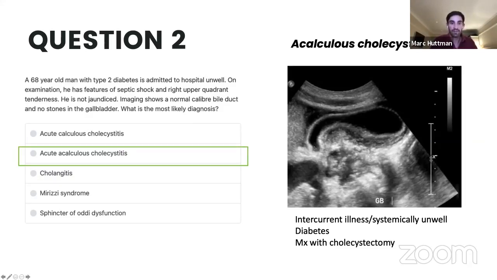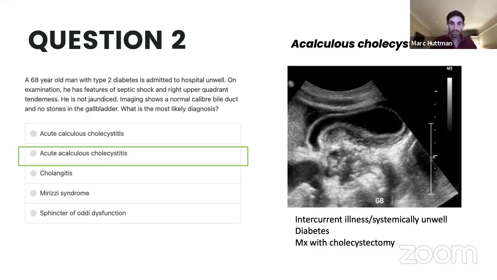So here's a nice ultrasound of the gallbladder being thick-walled. So usually above 5, certainly around 7 millimeters or above of thickness, and that's measured by the ultrasonographers. This is in exams, you'll see this. If you see type 2 diabetes, no stones, and what you think looks like cholecystitis, it will be acalculous cholecystitis.